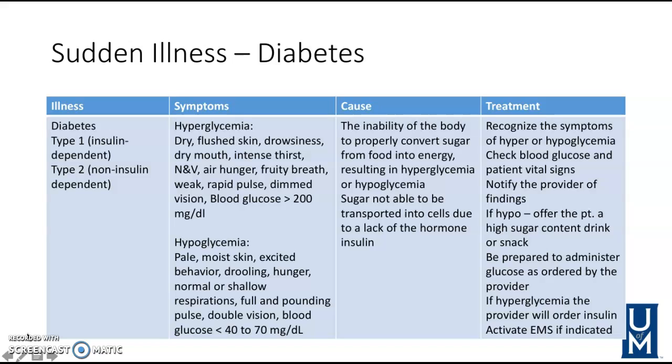Recognizing these symptoms, it's going to be important to check their blood sugar, especially if you know they're diabetic, and then follow your proper protocol. If it's a facility that can give insulin or give glucose, then you would do so. If not, you would activate EMS.